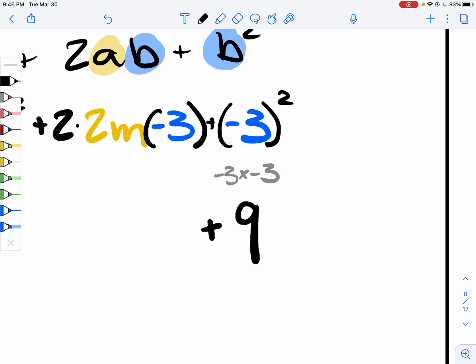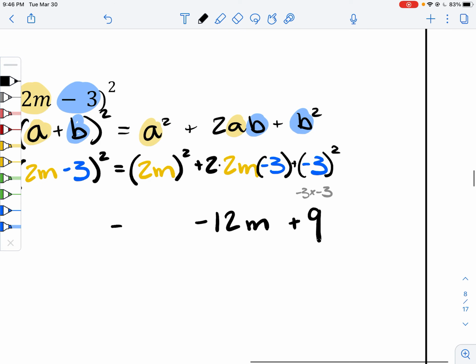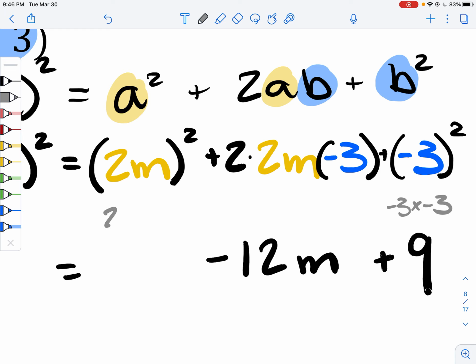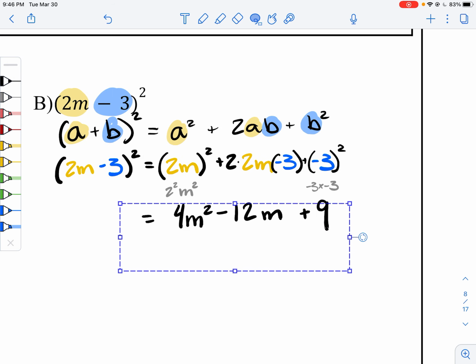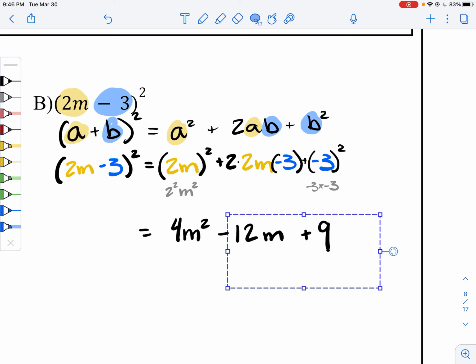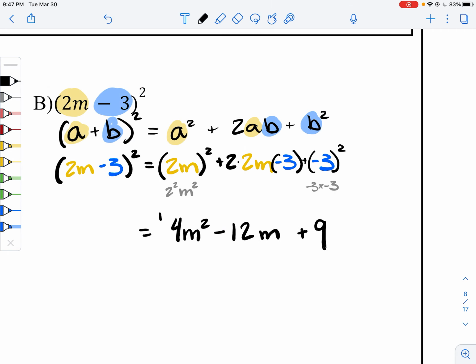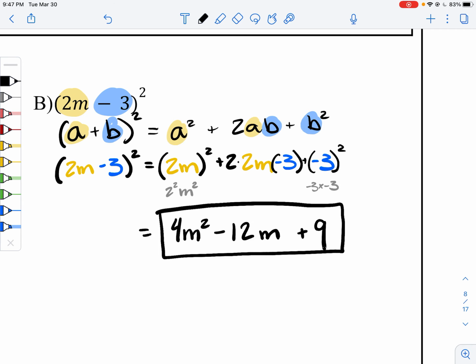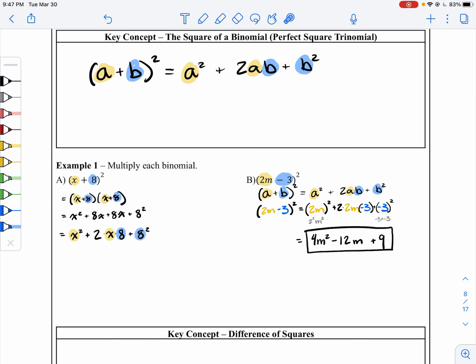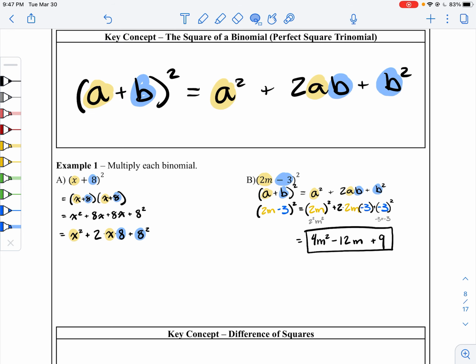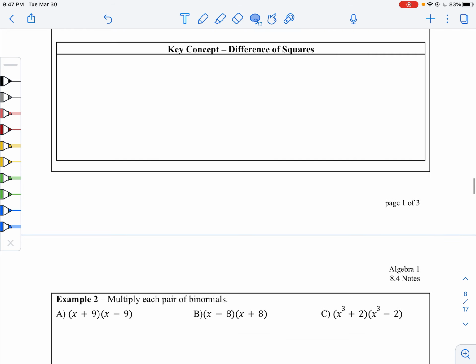2 times 2m times negative 3 is a negative 12m. And then 2m squared is the same thing as 2 squared times m squared, giving us 4m squared. And that's it. That's our whole multiplied out product: 4m squared minus 12m plus 9. Wasn't that great? So not only did we used to have FOIL as a shortcut, now we have a shortcut to that shortcut, which is absolutely lovely. Cool. Here's a new shortcut for you.